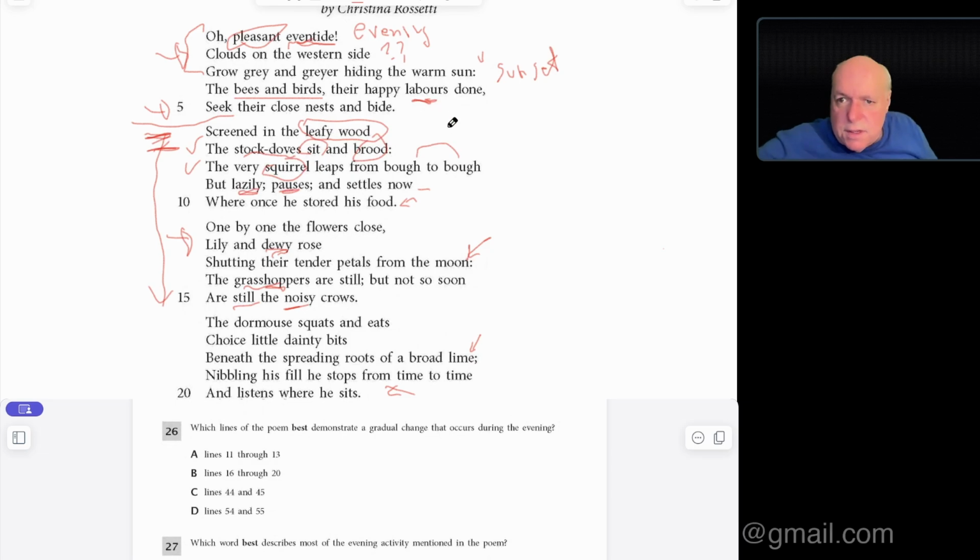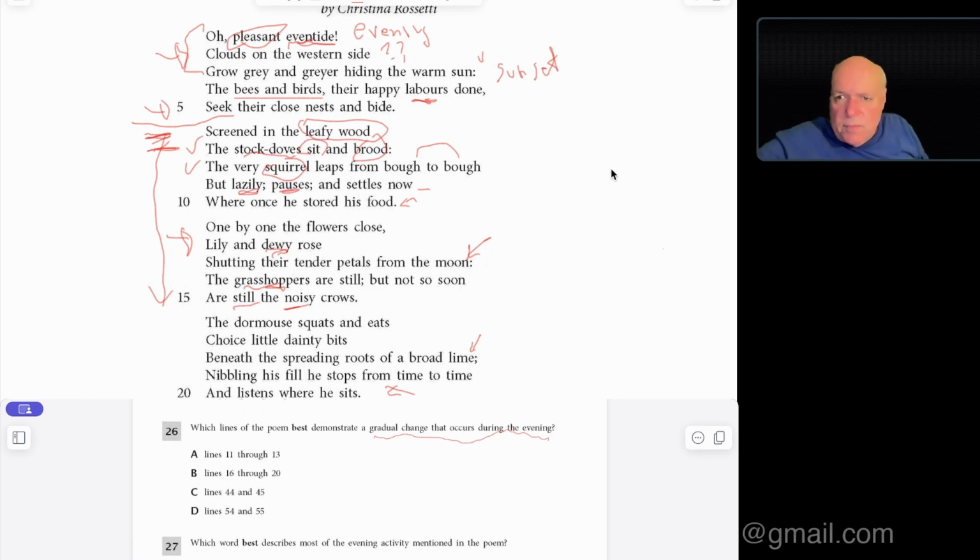Okay, 26. Which line from the poem best demonstrates a gradual change that occurs during the evening? So this touches on where I said it kind of started out with the sunset, eventually talked about the animal sleeping, and then towards the end, it's either finally morning or close to morning. I feel the poem kind of leaves us there, so we don't know about that too clearly. So let's try to rip this apart and see what we can get.